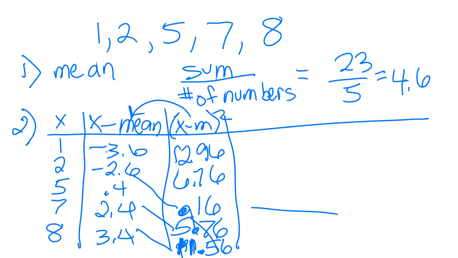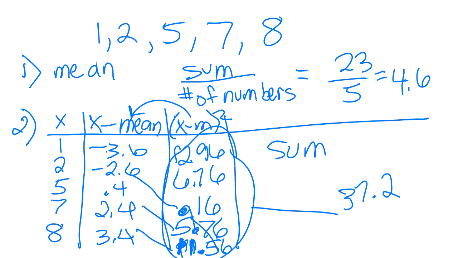Then you're going to add those numbers up. So you're going to take the sum of all these. I'm just going to do this on my calculator. And I get 37.2. Is that what you got too? Okay, good. If I make a mistake, tell me.